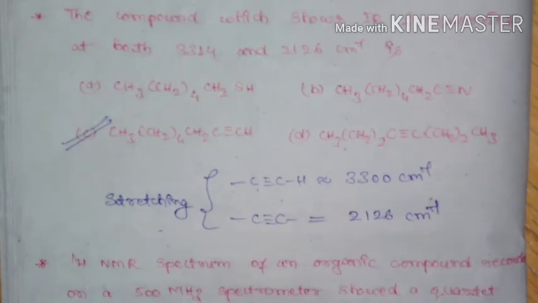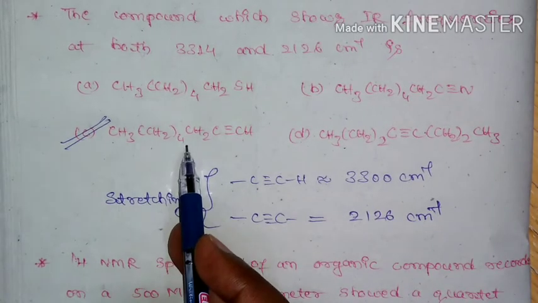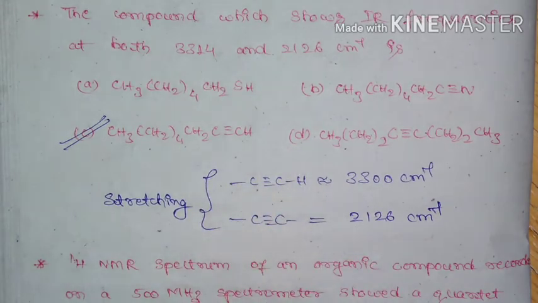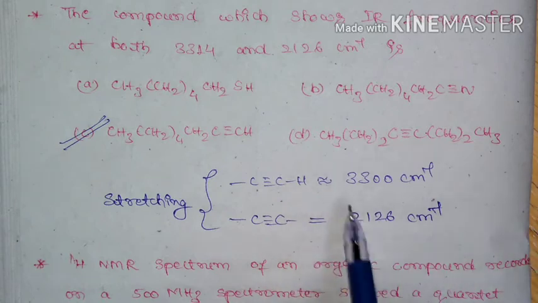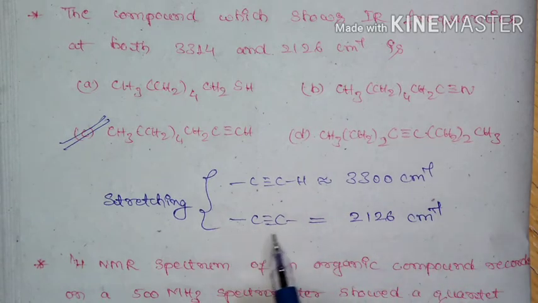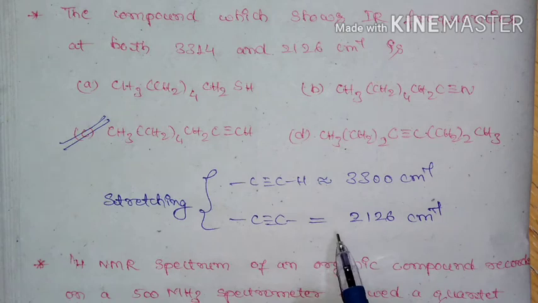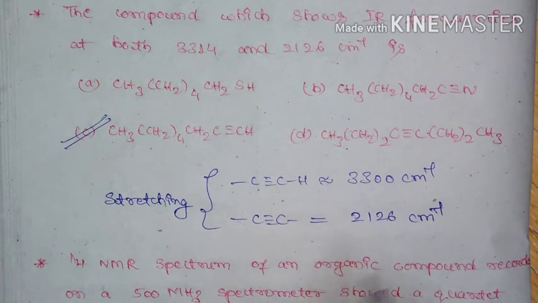Next question, the compound which shows IR frequency at both 3314 and 2126 per centimeter. Correct option is CH3(CH2)4CH2–C≡CH. So here the C≡C–H stretching will absorb at 3300, whereas C≡C will be absorbed at 2126. So these are the important stretching frequencies which can be observed in this molecule.